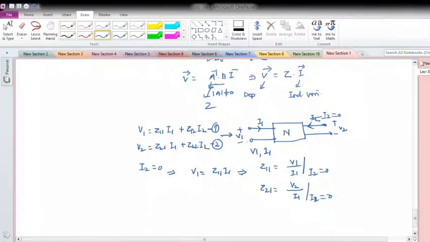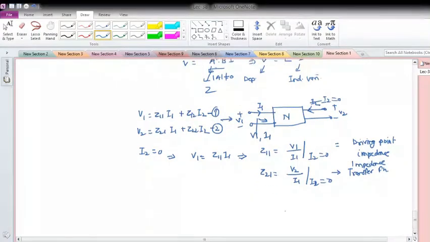Basically Z11 I am looking from here. This is your driving point impedance, because I am taking it from the same terminal. So this will be your driving point impedance, right? And what about this? This will be your transfer function, right? So it will be the impedance transfer function.